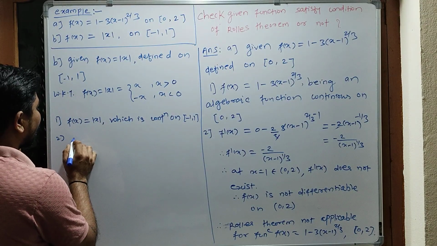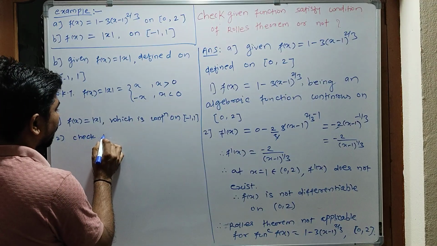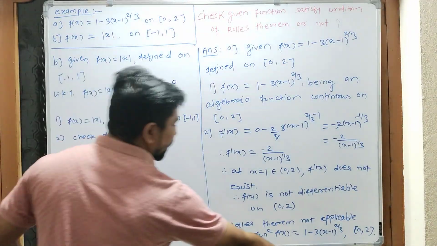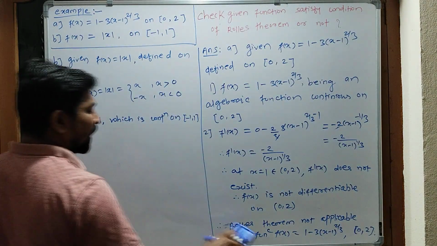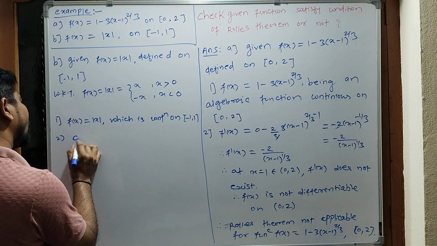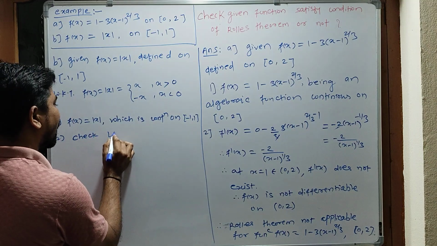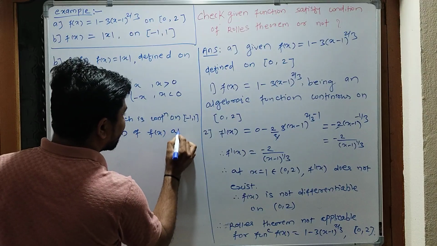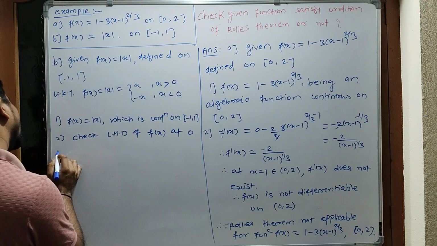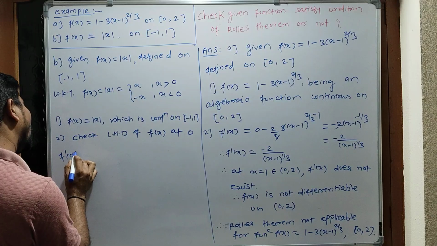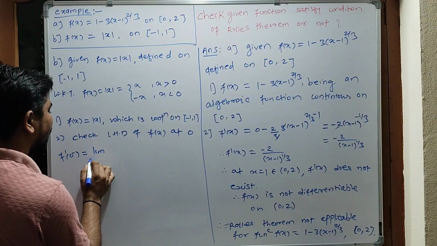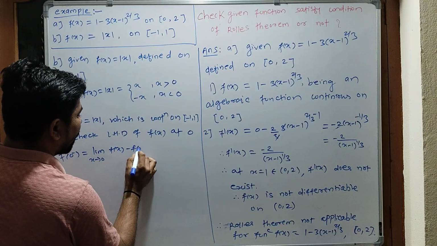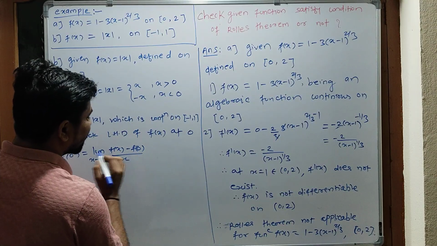Check whether f of x is differentiable at 0 or not. Therefore, check the left hand derivative of function f of x at 0. So that is f dash at 0 minus, which is equal to limit x tends to 0 minus of f of x minus f of 0 divided by x minus 0.